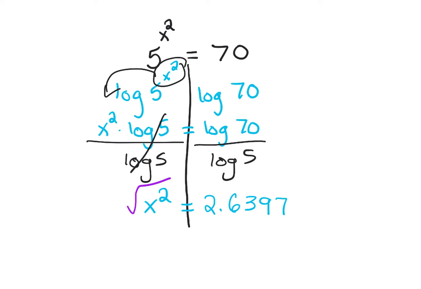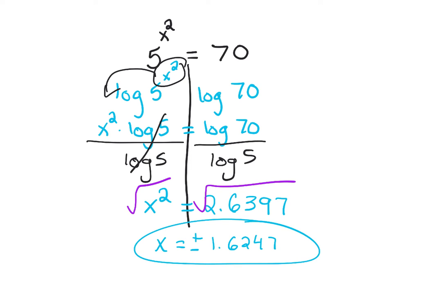All right, so now how do I finish solving for x? To get rid of that squared, I can take the square root. And when you do that, whenever you're taking a square root in an equation, it's the positive and negative. So x equals plus or minus 1.6247. So we have two solutions to this equation. And there is your lesson on solving exponential equations using logarithms.